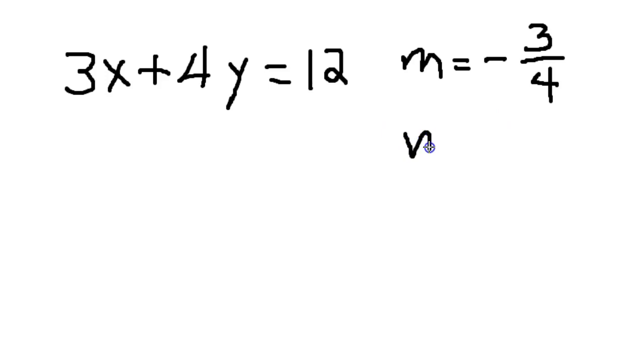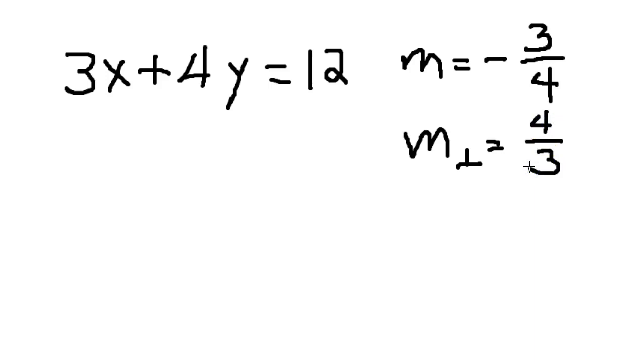The slope of the perpendicular line will be the negative reciprocal. Since the slope of the original line is negative, the slope of the perpendicular line will be positive, and then we take the reciprocal of 3/4, which is 4/3. So we have 4 in the numerator and 3 in the denominator.